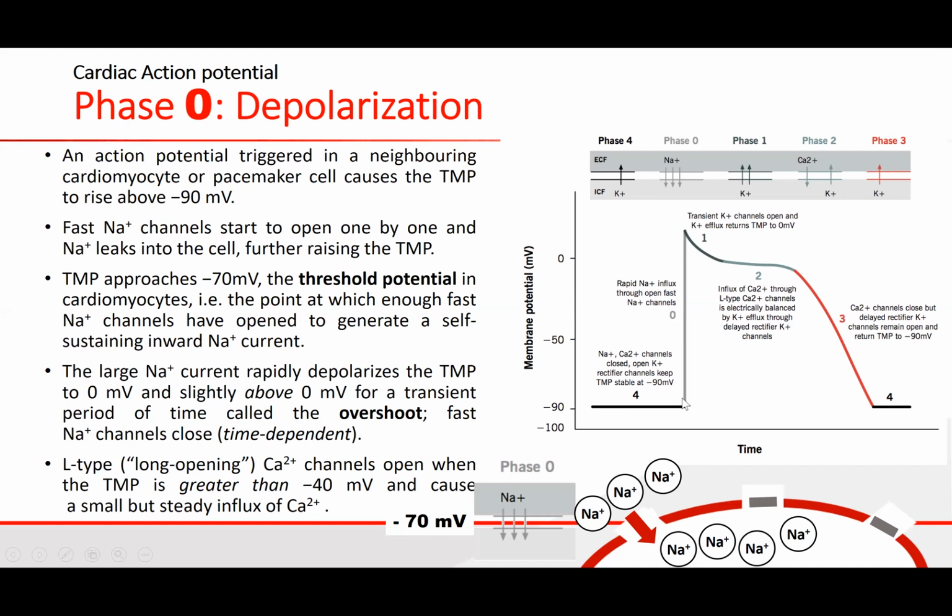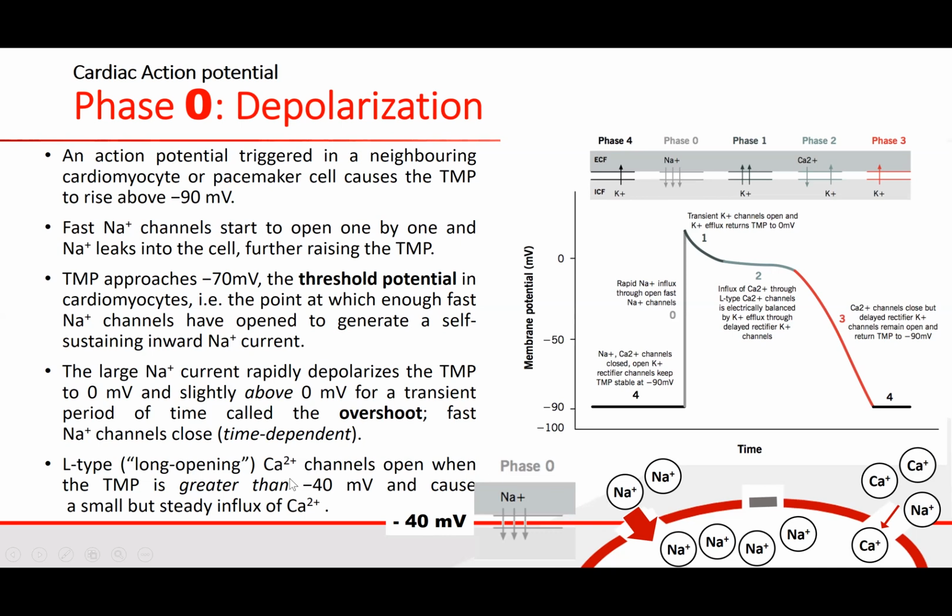And here starts phase 0, depolarization, where a large influx of sodium is responsible for this steep action potential in phase 0. The large sodium current rapidly depolarizes the transmembrane potential to 0 and even slightly above 0 for a transient period of time called the overshoot, for which the fast sodium channel is responsible. And we said they are time dependent, so they will close in a fraction of a second, inhibiting any further influx of sodium into the cell.